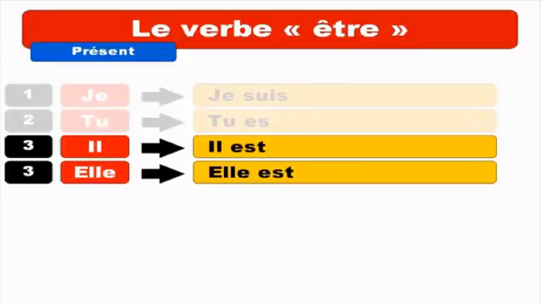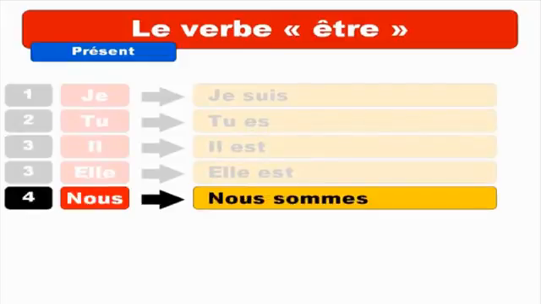So it's quite strange because it does sound the same as tu, okay, but then there is this final T, but you don't pronounce it. So il est. Repeat. Okay, and the form for elle, elle est. Repeat. Okay, elle est.